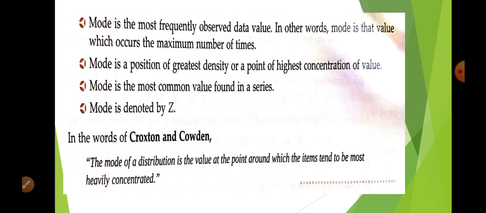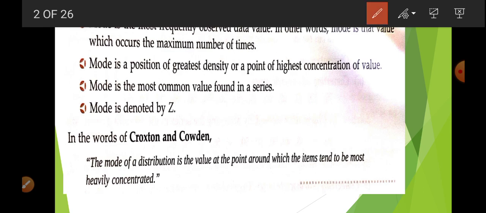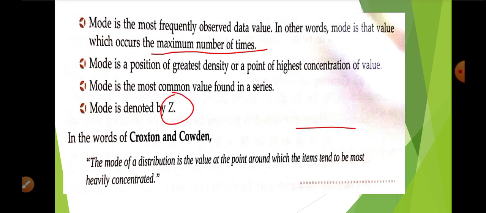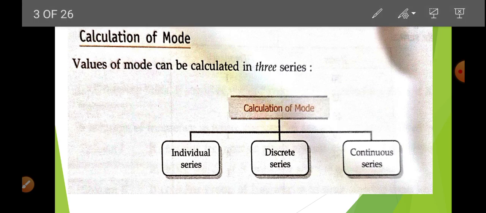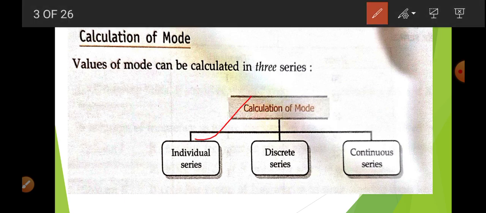So what is mode? Mode is a value that appears in a series most frequently, or any number that appears the maximum number of times is considered the mode. Mode is denoted by Z. Now we had learned the calculation of mode in individual series, discrete series and continuous series.